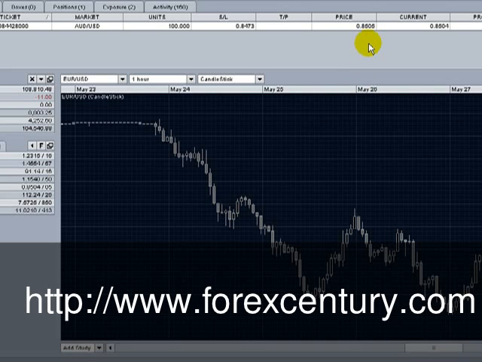I'm looking for a 10 to 12 pip gain, and I'm going to place my stop loss about 12 pips away from my entry price. So you can see I have a very small stop loss and a quick profit target, which should normally take under 5 minutes, but maybe as long as 10 minutes, normally just a few minutes.